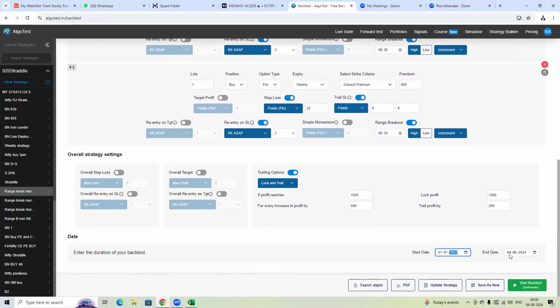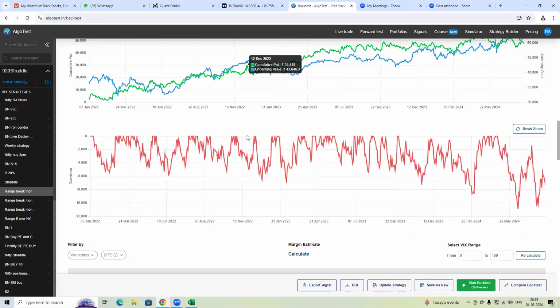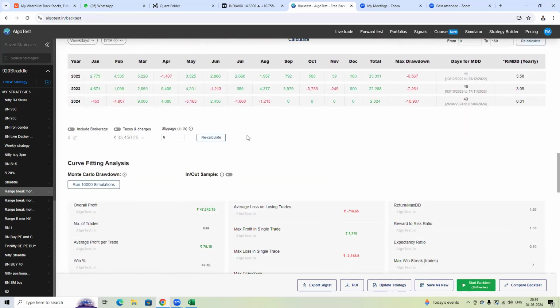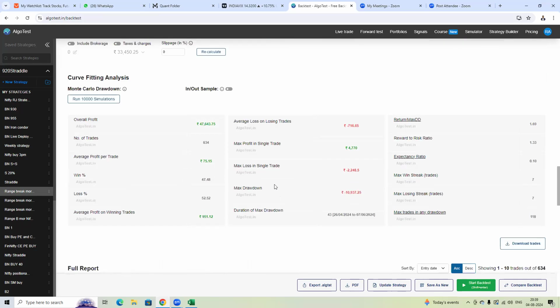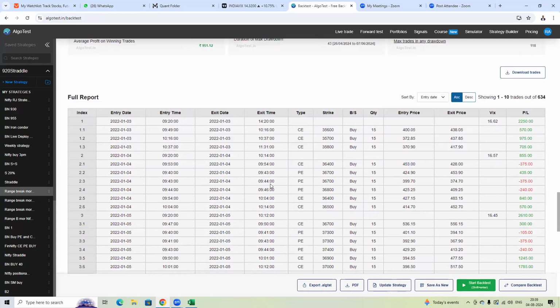What happens whenever we have a range breakout in any of the call options and we are trailing the stop loss? It will take only 4 trades a day, because we have given re-entry as soon as possible. See here, with one lot in March, even though the probability is 47%, you can see the detailed trades.